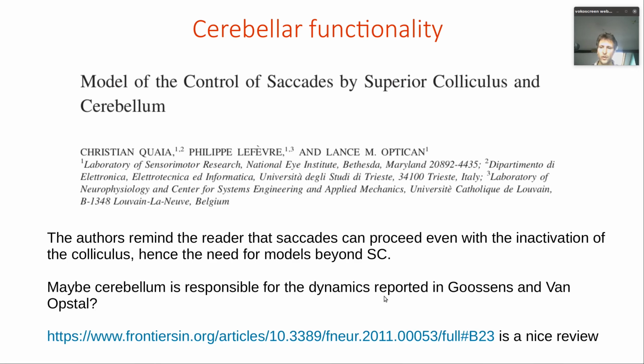They refer in this paper to the connections that exist between colliculus and cerebellum. So it may be that, if you remember, the Goossens and Van Opstal paper shows that there are dynamics in the colliculus, but it doesn't give any mechanism for that dynamic behaviour. And there's another. I've given you a link to a review here rather than a picture as well.